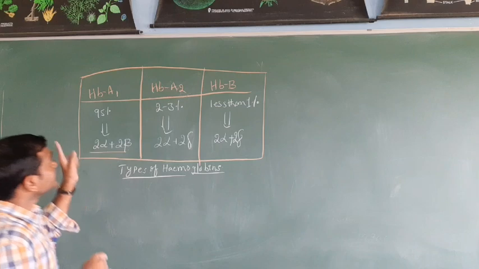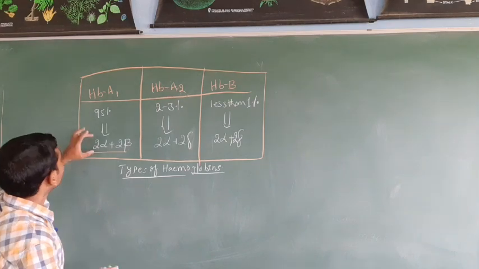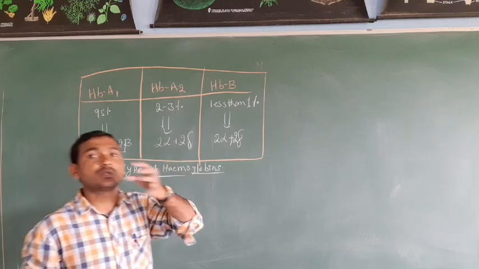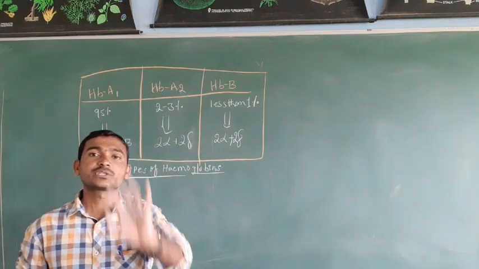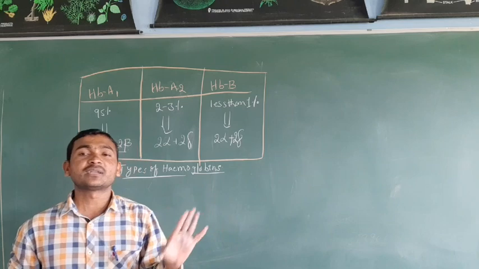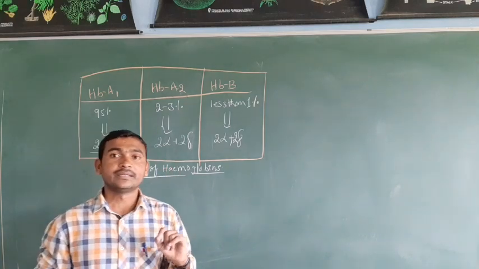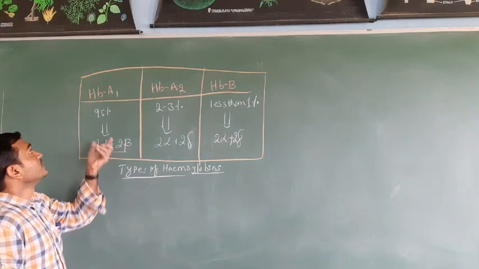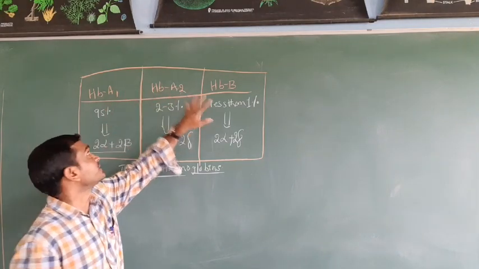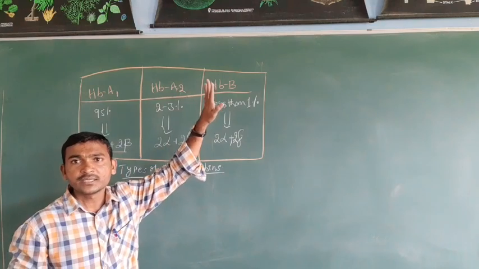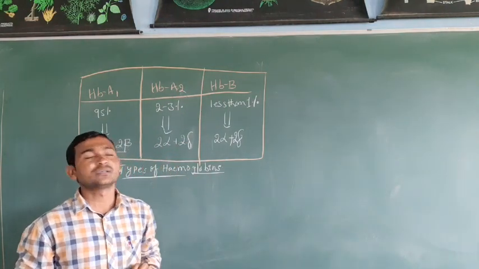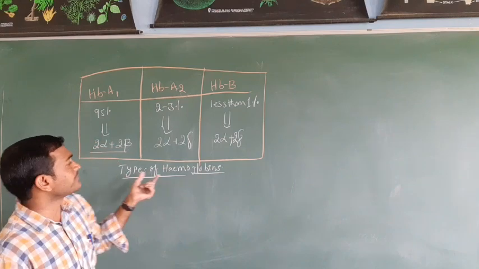So here, which is the constant one? The alpha and beta only, because they are constantly available throughout most living organisms, compared with the other chains like delta and gamma. So this is the very constant one. That's why hemoglobin is of 3 types: hemoglobin A1, A2 and F, and the chains are alpha, beta, gamma and delta. Now these are the types of hemoglobin.